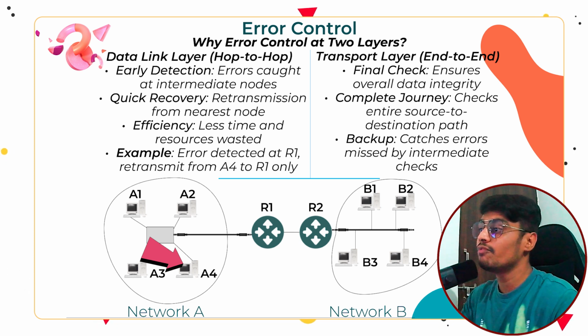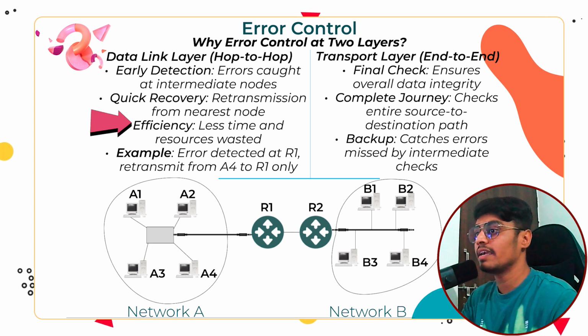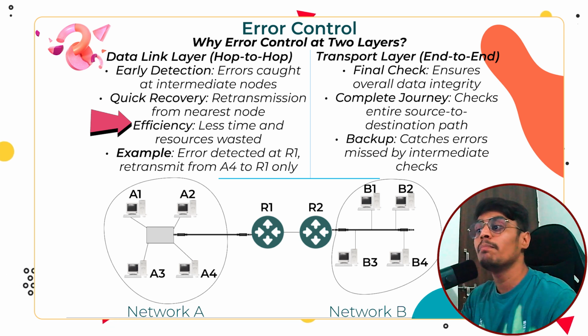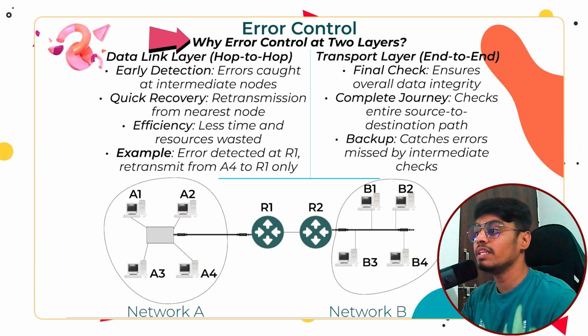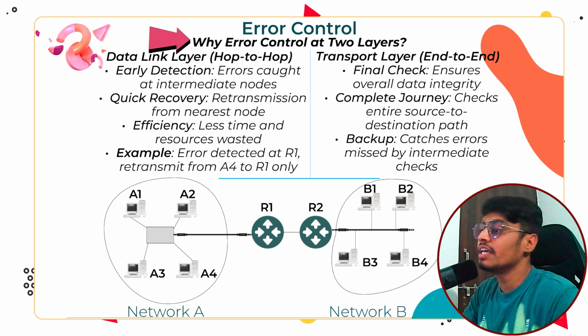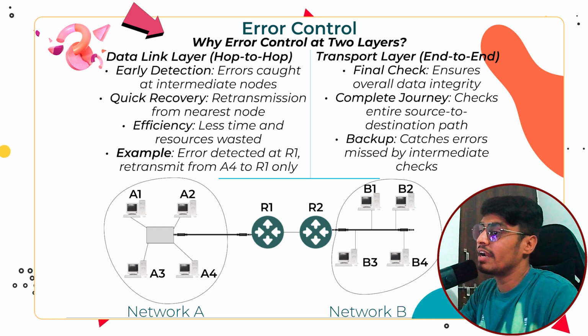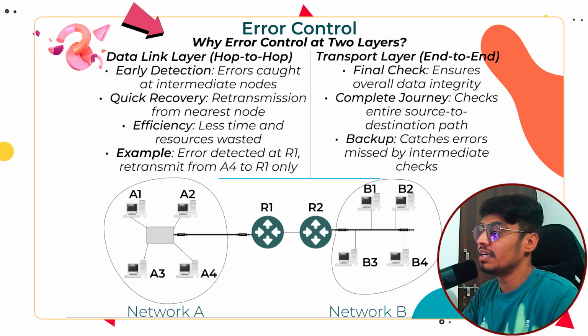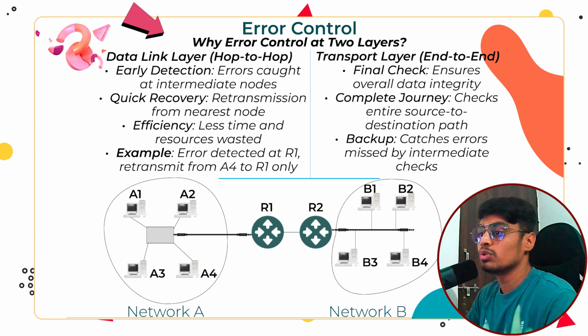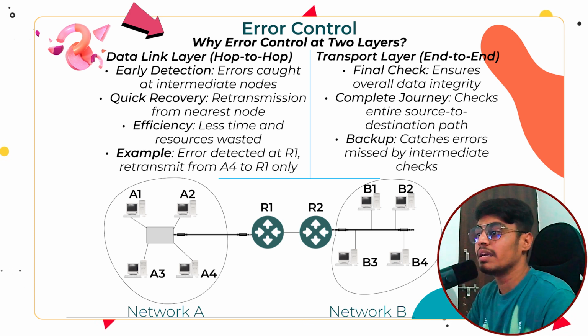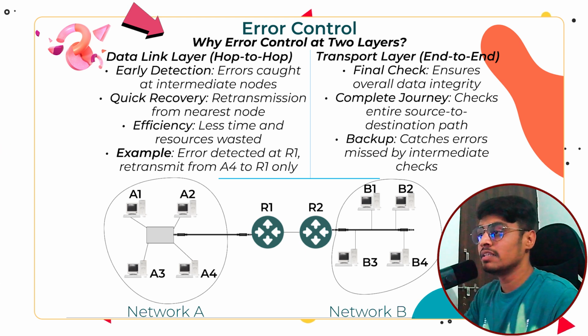This means if we do error detection in the data link layer at each hop, then this would be much more efficient. This is a very important point about why we need error control at both the data link layer and transport layer. Here are the main points in the slides about why error control at two layers is mandatory: early detection, quick recovery, and efficiency at the data link layer, and a final check at the transport layer, which checks the entire source to destination path and catches errors missed by intermediate checks, as I explained in this example.